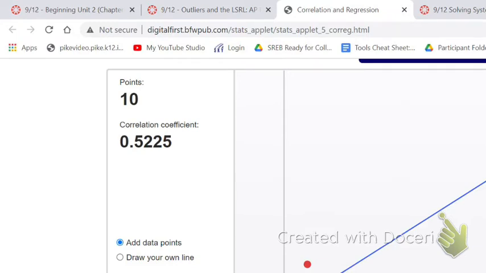What happens if I add a point above my least squares regression line? Does my slope change? Nope. Slope remains unchanged. Does the y-intercept change? It increases. What about my correlation coefficient? Decreases.